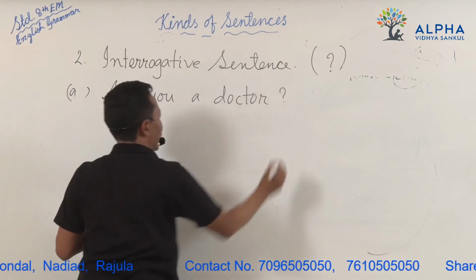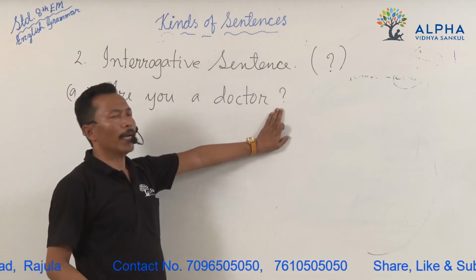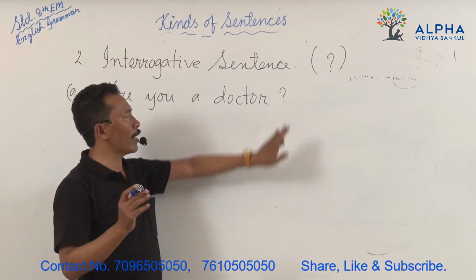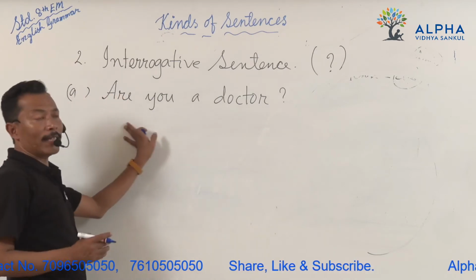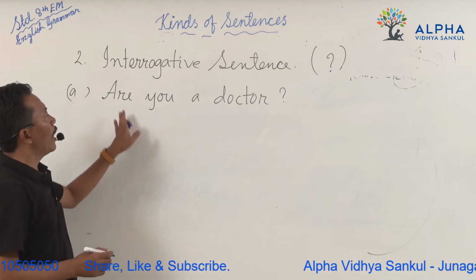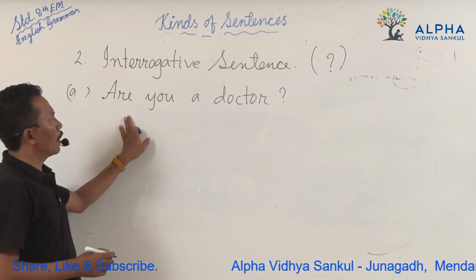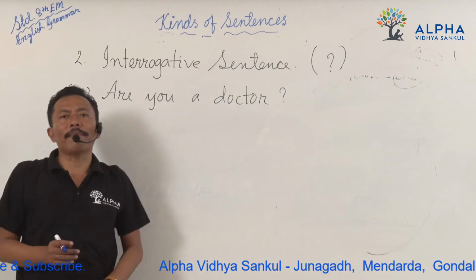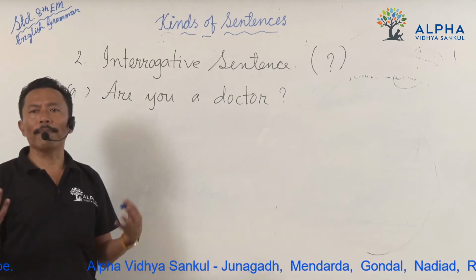Then at the end of the sentence there will be what? Question marks. Don't forget, students, this is very important. Okay, it's asking a question. And this type of question is called what? Yes or no questions. Are you a doctor? The answer might be yes, I am a doctor. No, I am not a doctor.